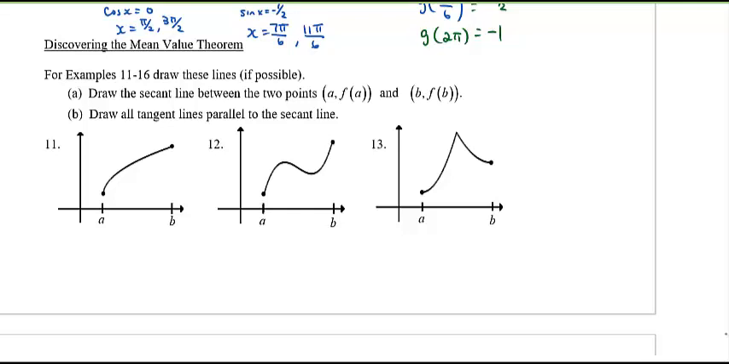Well, let me draw the secant line first. Here's the secant line, in green. Now let me draw the tangent lines. Tangent lines have to be parallel to the secant line. So I'm looking at number 11. I'm thinking parallel maybe here. So there's one tangent line.